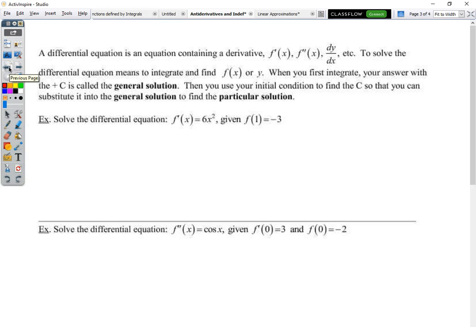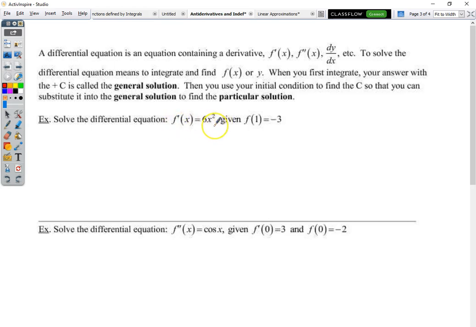What I want you to realize is that I've talked about this before, but differential equations are really anything that has a derivative in it. So if it has an f prime, f double prime, dy dx, second derivative, anything like that. A differential equation is just an equation that has a derivative. And we can actually solve that. If I have an f prime, I can go up to f by taking an antiderivative. And when we first integrate the question, remember we get that plus c. That's a general solution.